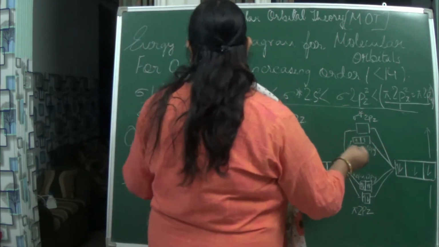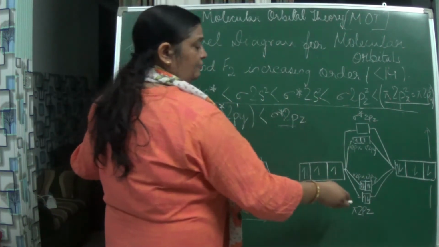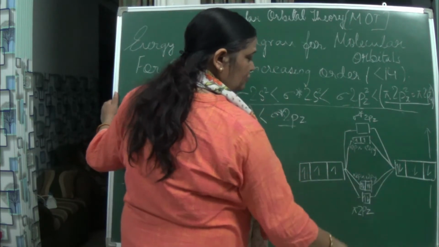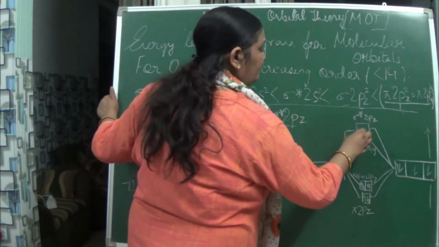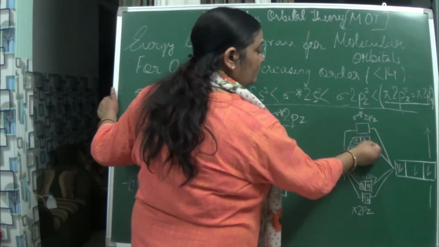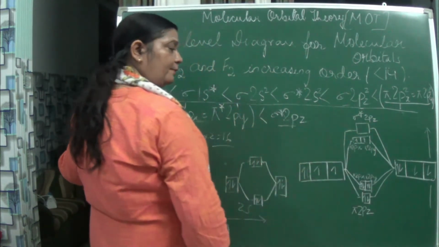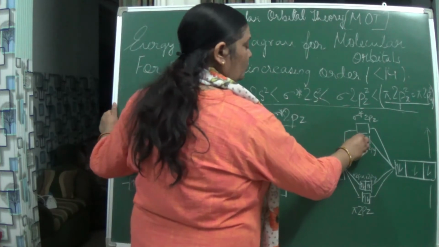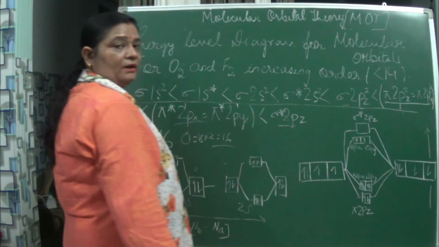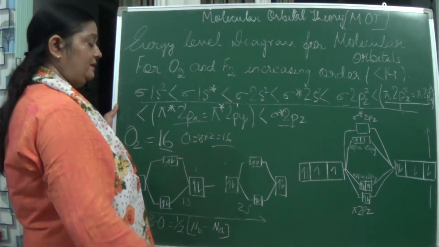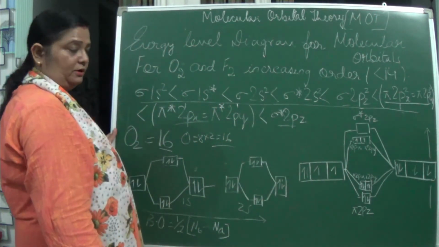Now in the anti-bonding, how many electrons have we used up? 6. Only 2 are left. You will fill them in the anti-bonding px and py, one in each. When you fill this, naturally all the electrons are used up, so here there will be no pairing, and now all the 16 electrons are filled in the O2 molecule. And this is how we fill up the electrons in the O2 molecule.